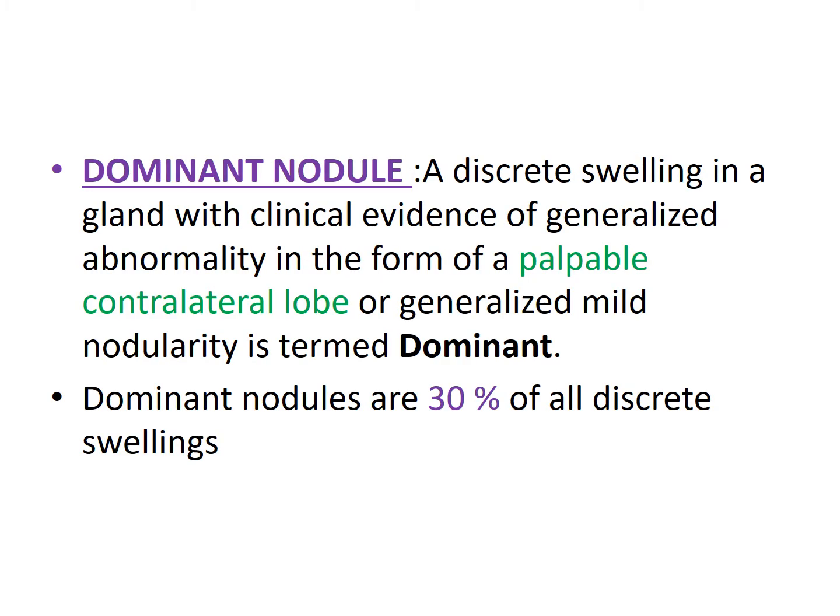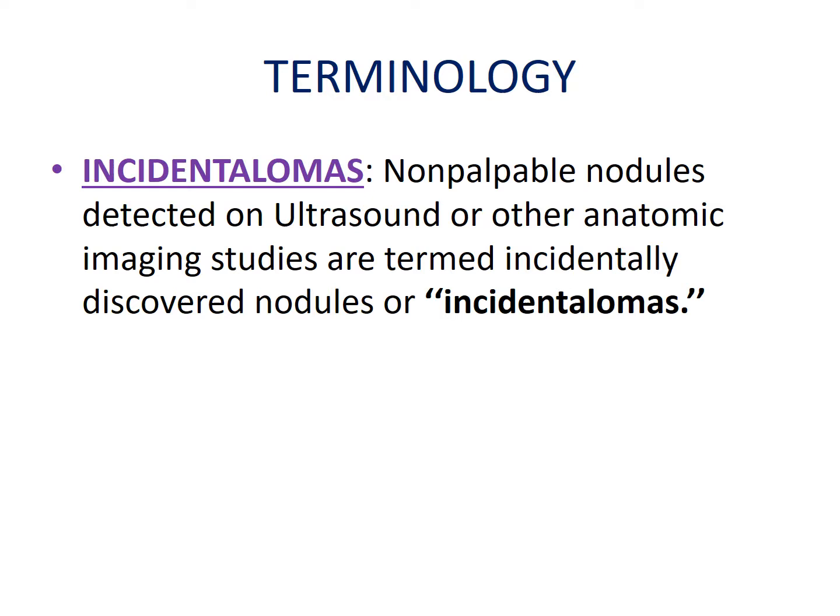So then what are dominant nodules? A dominant nodule is a discrete swelling in a gland with clinical evidence of generalized abnormality in the form of a palpable contralateral lobe or generalized mild nodularity, right? So it means that there is a prominent nodule, but along with that, there is a generalized enlargement of the thyroid gland as well. These dominant nodules make up about 30% of all discrete swellings.